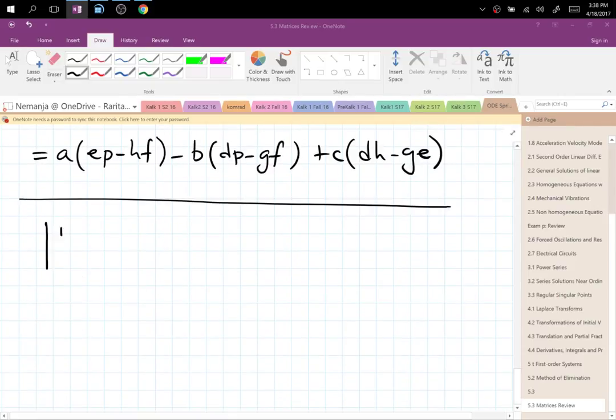So find the determinant of 1, 3, 7, negative 4. What's the determinant there?